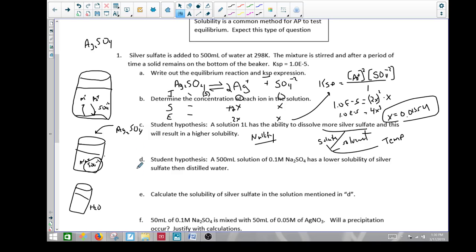Calculate the solubility of silver sulfate in this mentioned solution. So let's do this. The way this works is like this: ICE table mathematics. Ag2SO4 going to and from Ag+ and SO4 2-. Initial, stoichiometric ratio, end.